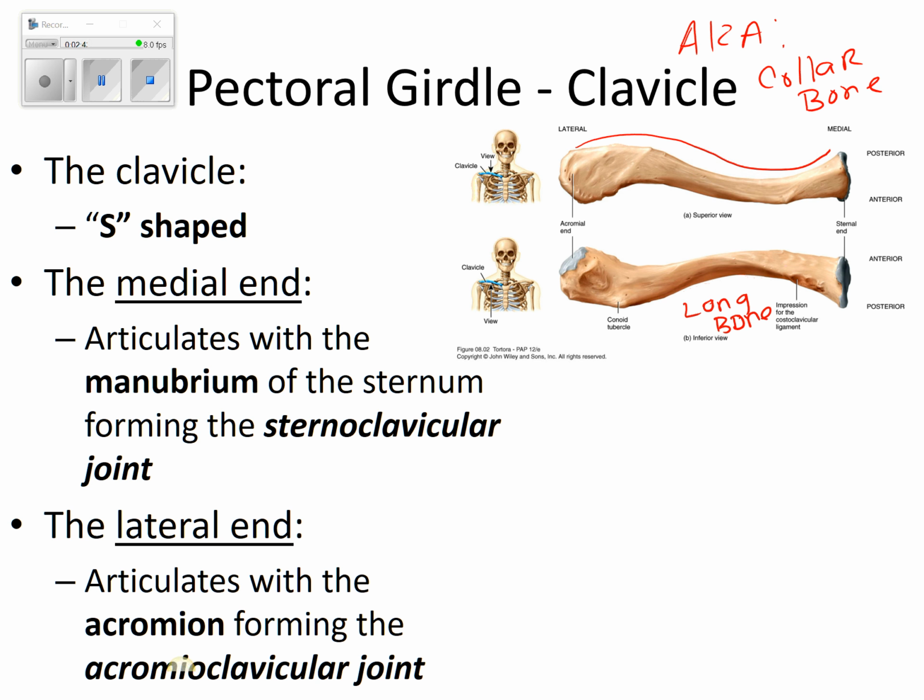So the medial end of this bone is going to articulate with the manubrium of the sternum, forming the sternoclavicular joint. The lateral end is going to articulate with the acromion. The acromion is going to be the highest point on the scapula, and it forms the acromioclavicular joint. So this is going to serve as a support to the scapula and the free limb, and allows the arm to have maximum range of motion.